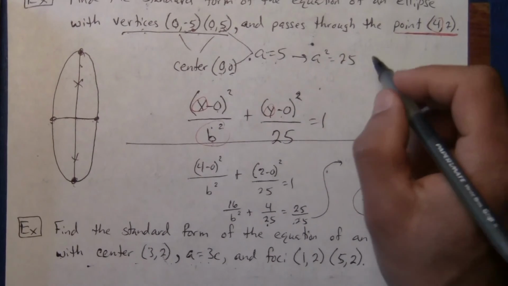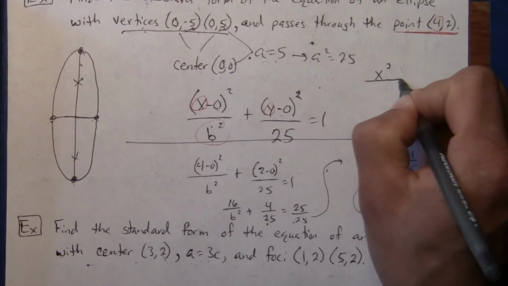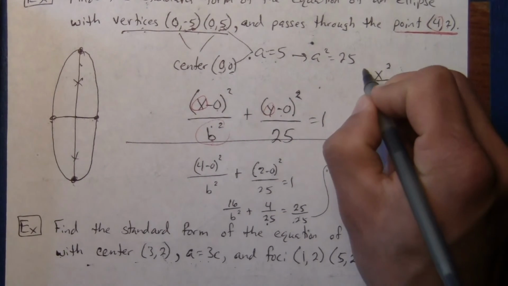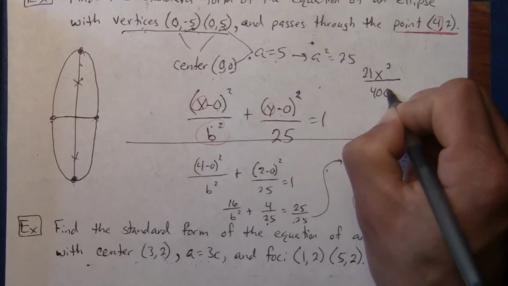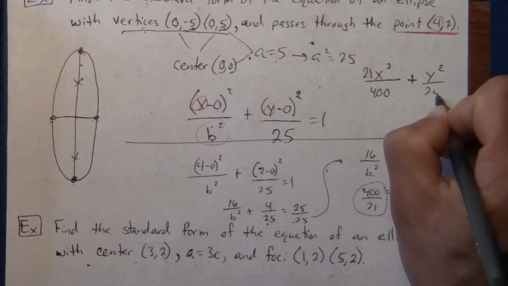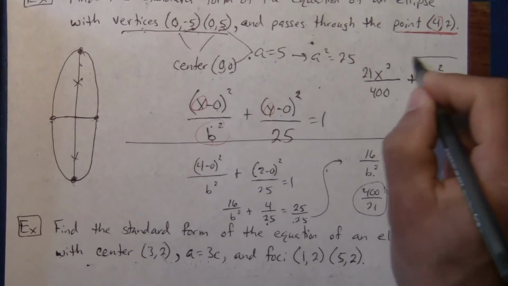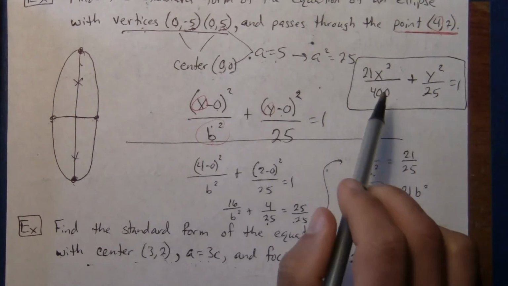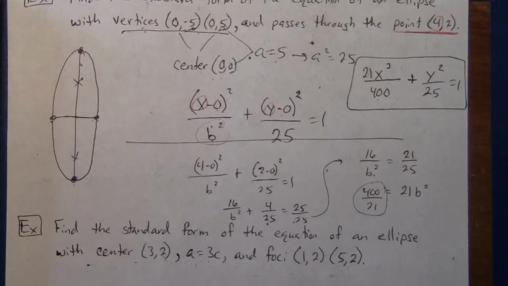I'm going to say it's x squared over, not going to write 400 over 21, I'm going to put the 21 up here, the 400 here, plus y squared over 25 is equal to 1. Again, since my equation is the final answer, I don't want to have a complex fraction if I can avoid it.